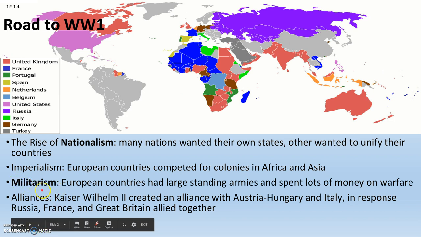And number 4 is alliances. We've got a system of tangled alliances. Kaiser Wilhelm II has created an alliance with Austria-Hungary, that's Germany, with Austria-Hungary and Italy. In response, Russia, France, and Great Britain have allied together.